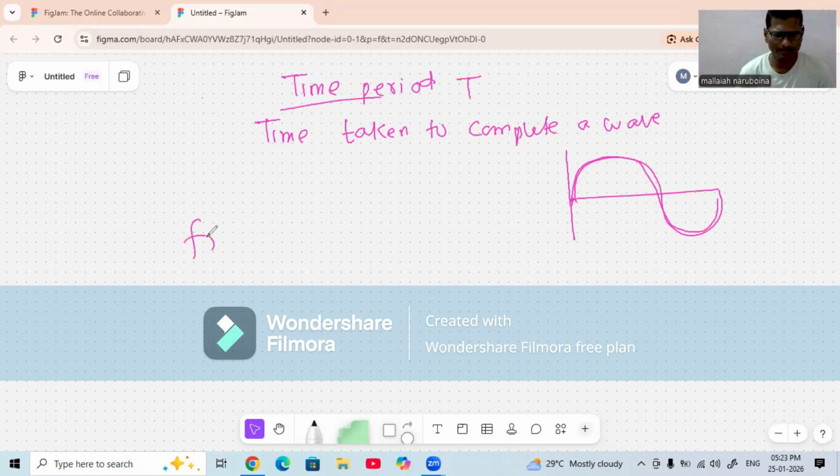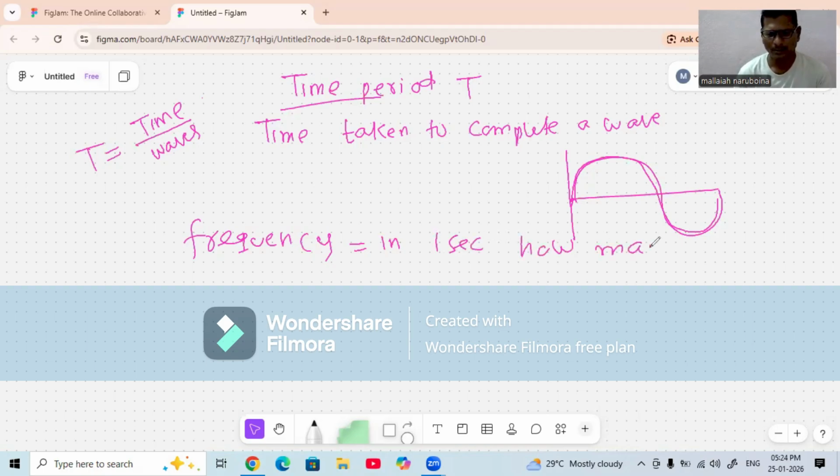Next, frequency. Time period is written as time by number of waves. Now frequency. In 1 second, how many waves are generated? Or from this point, how many waves crossed this point? How many waves crossed this point in 1 second is called frequency.